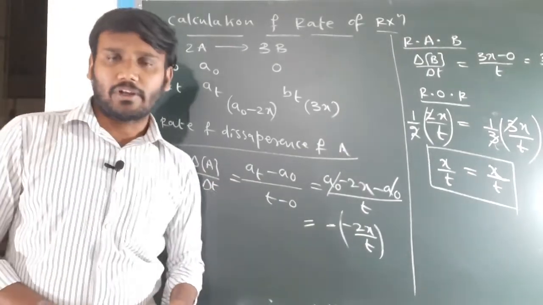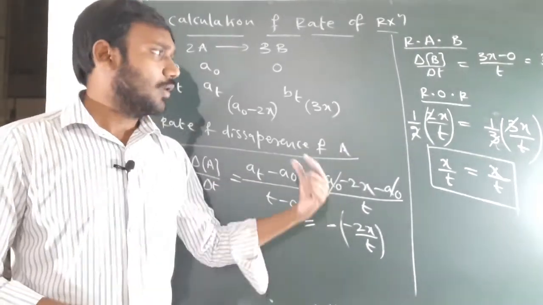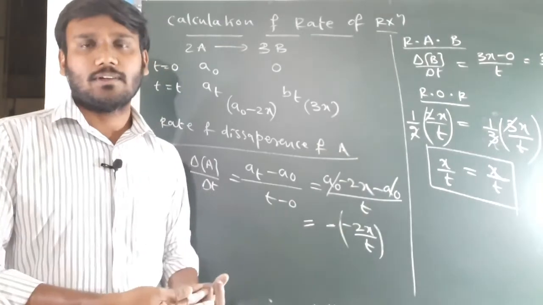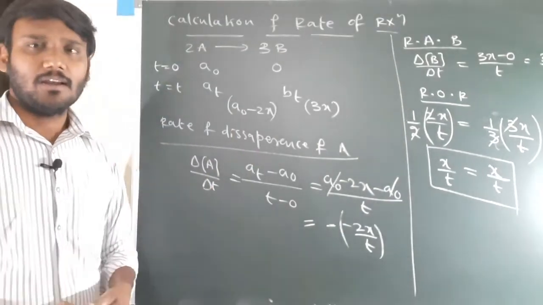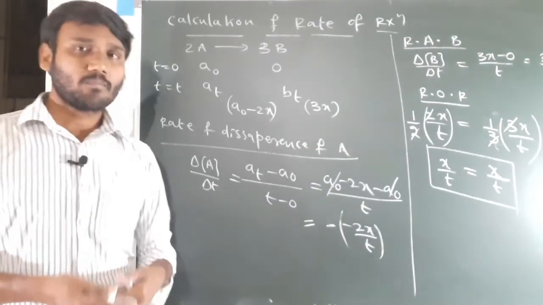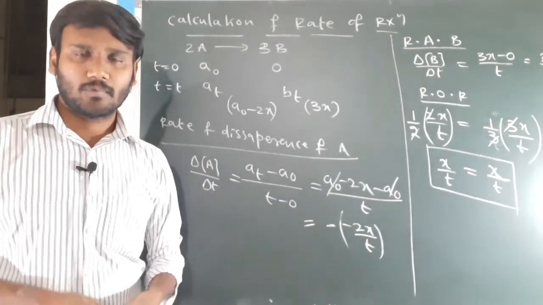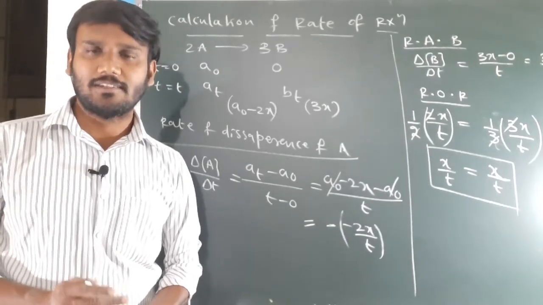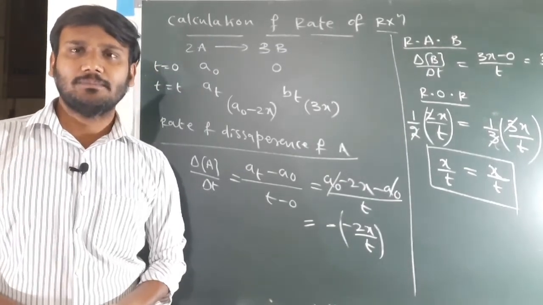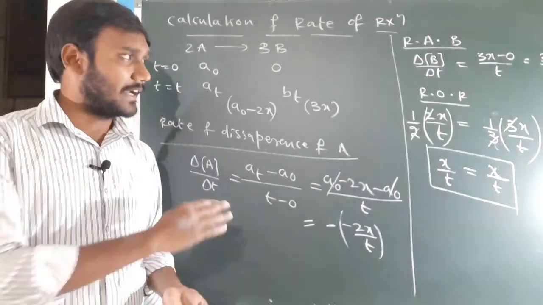So this is the calculation of the rate of reaction. By using this method, we can do many questions and many examples using the calculation of the rate of reaction. So this is the topic, and in the next session we will discuss the order of the reaction: zero order, first order, second order, and then we will discuss related problems also.